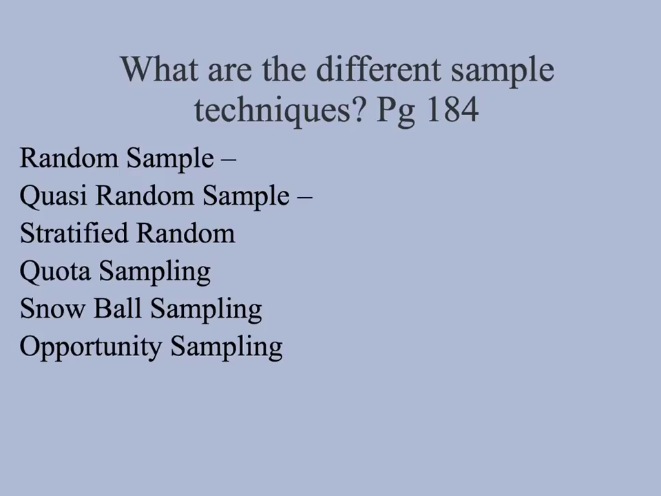So this is when you guys have got to do a bit by yourselves. If you look on page 184 in your textbooks, you'll find a brief description of all these different sampling methods. Can you briefly annotate on your worksheet what a random sample is, a quasi-random sample, a stratified random, a quota sample, snowball sampling, we actually talk about quite a lot, so that's a very good one to understand, and what is opportunity sampling.